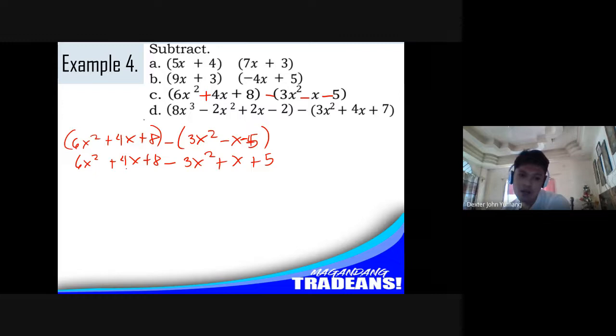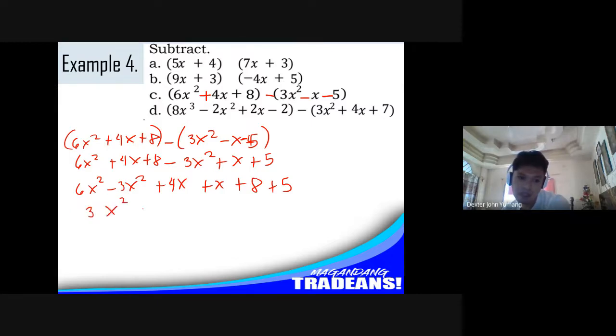Okay, now, anong kapartner ni 6x squared? Of course, yung may pareho din na squared niya. So that is negative 3x squared. Anong partner ni 4x? Si x lang po. Ito po si x. Anong partner ni 8? Si 5 lang po. Okay, then we now have 6 plus negative 3, 3 na lang. Then copy their variable x squared. Si 4x, may invisible 1, i-add natin siya, magiging 5x na siya. Si 8 and 5, magiging 13 na siya. And that is now the final answer.